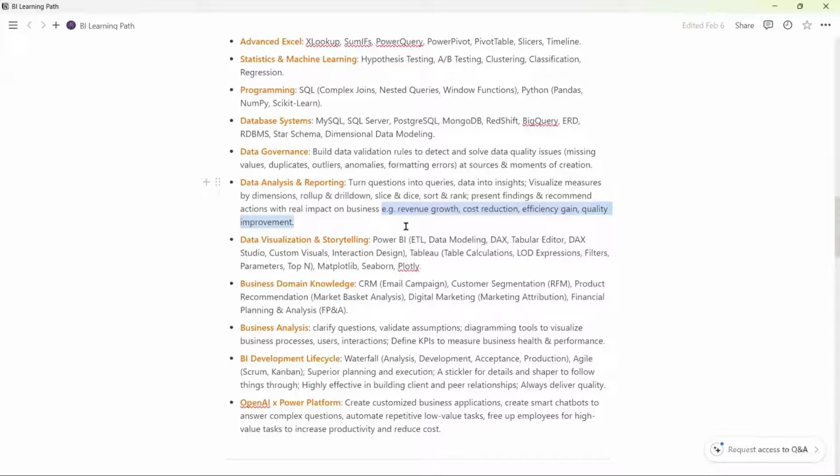So these several things, I think most people from the business team understand. They love this. Revenue growth, cost reduction, efficiency gain, quality improvement. If you're creating value for the business, you're doing one of these, right? I think if you put this on the resume, definitely it's an attention getter.